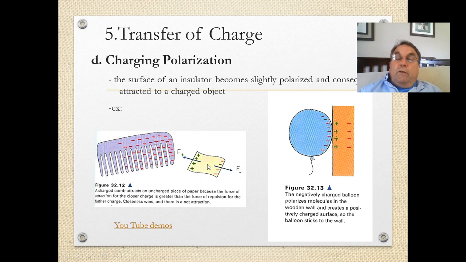So you can try this at home. If you take a balloon and rub it on your hair and then hold it next to a wall, it will stick to the wall and it will stay there, because the negative charge on the surface of the balloon will induce a polarity in the atoms of the substances in the wall, and that polarity will be relatively permanent as long as the balloon is there.